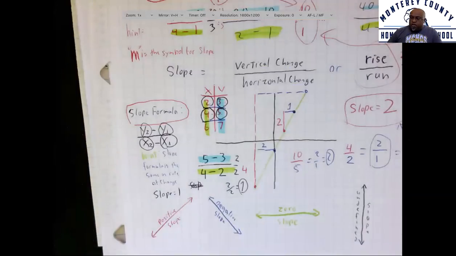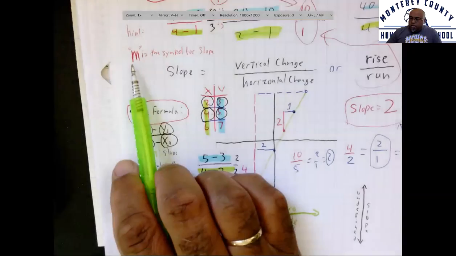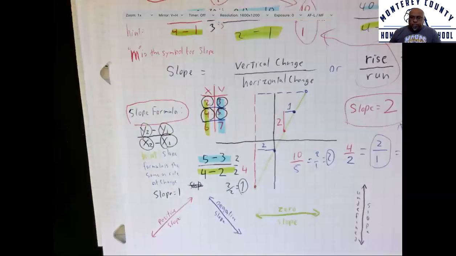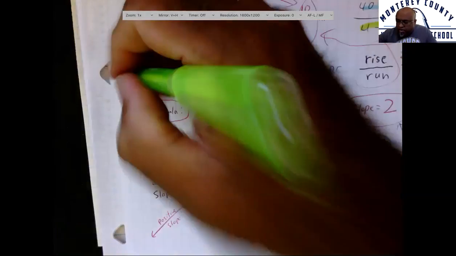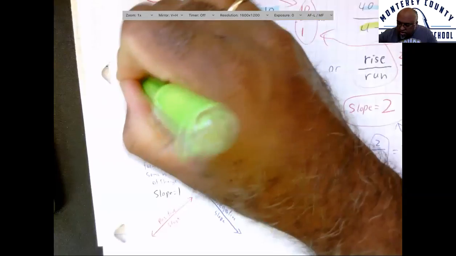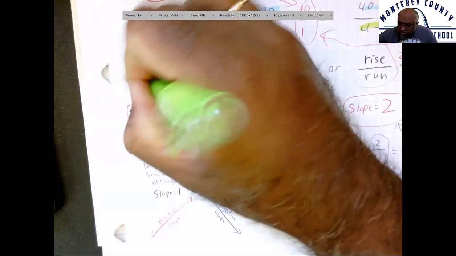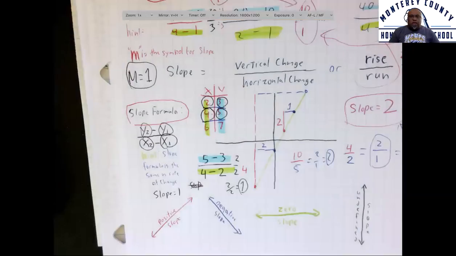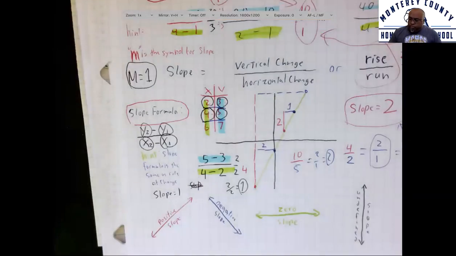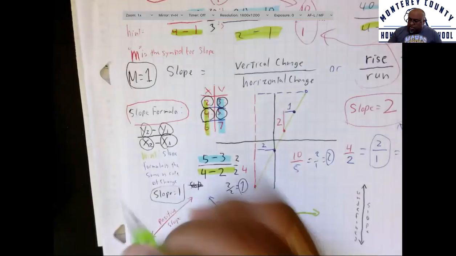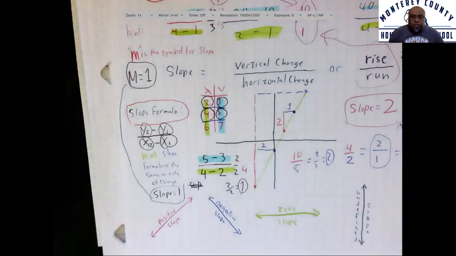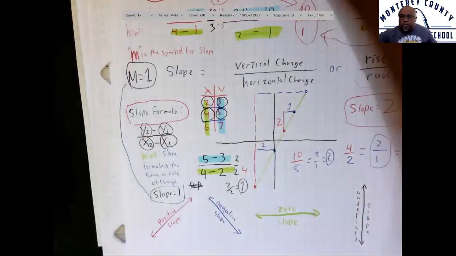Now I have a little hint here for you. Just to save time, the letter M is a symbol for slope. So sometimes if you want to write slope, you can write it like this: M equals 1. I think we'll be going into more detail on that in a later lesson, but instead of having to write out the entire word slope, M has been chosen to be the symbol for the concept of slope.